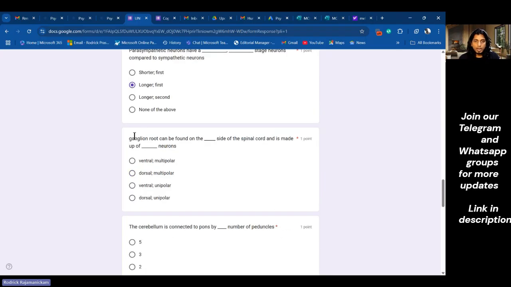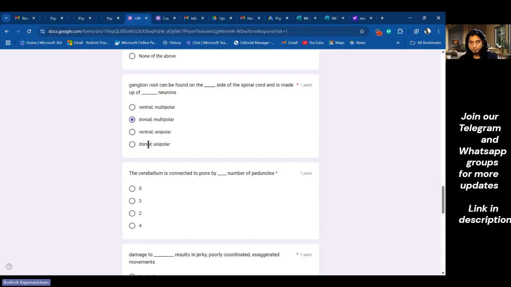So the ganglion root can be found on the dorsal side of the spinal cord, which we just saw. And it is mostly made up of multipolar neurons.